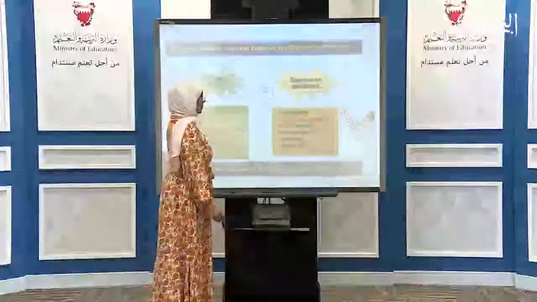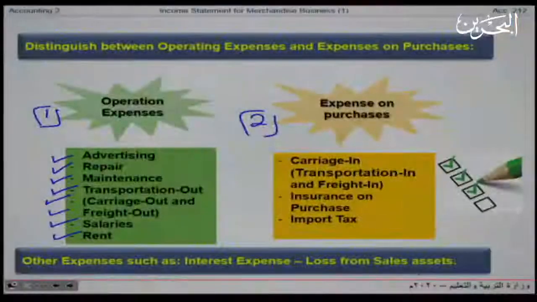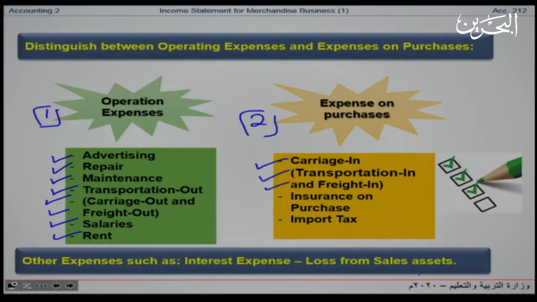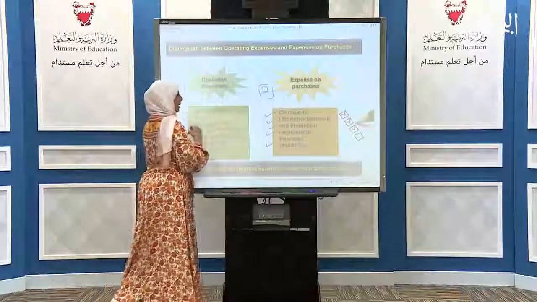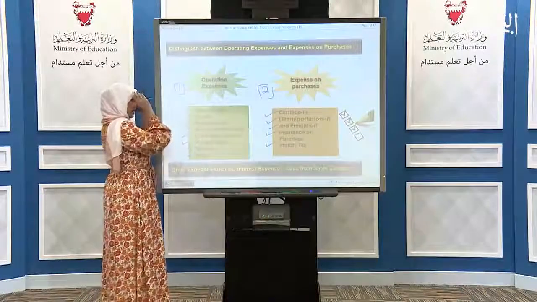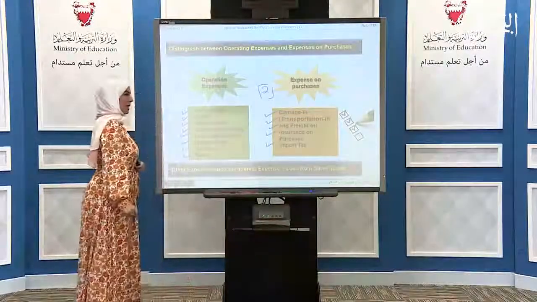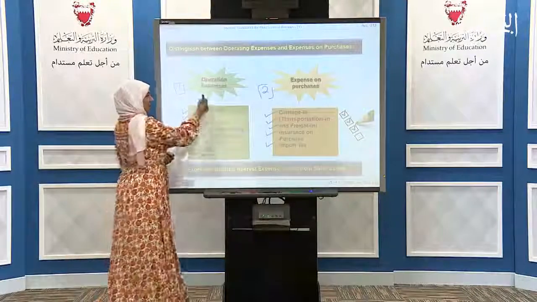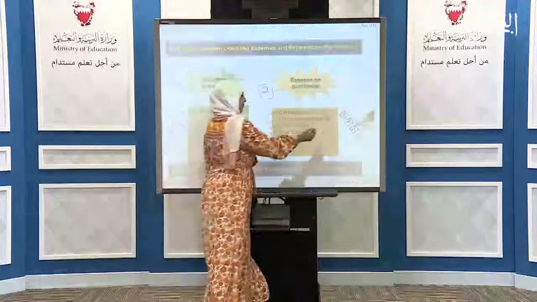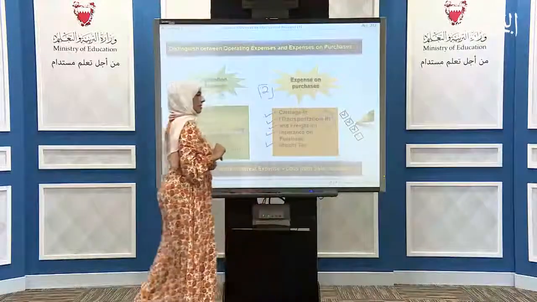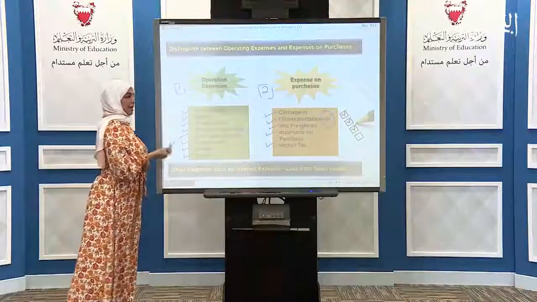When I shift to the expense on purchase, it is the expense I spend to get the merchandise. It will be the carriage in, the transportation in, freight in, insurance on purchase, and the import tax. I should take into consideration some differences between the operating expense and expense on purchase. If I see the word out after the type of the expense, I can know that it is an operating expense. If I see the word in after the expense name, I can know that it is an expense on purchase.